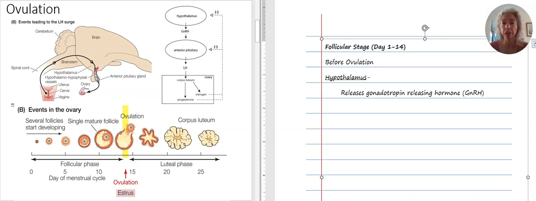The first stage in the menstrual cycle is called the follicular phase. This is generally day 1 through 14 of the menstrual cycle, and this is before ovulation occurs. Ovulation is when the egg is expelled from the ovary. During this follicular phase is where oogenesis is occurring in the ovary.